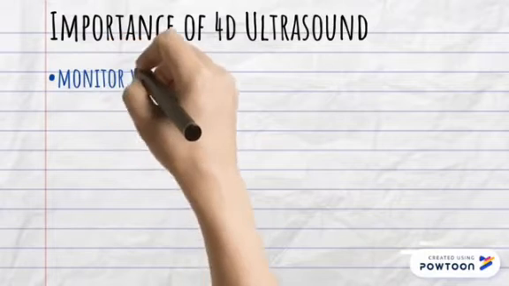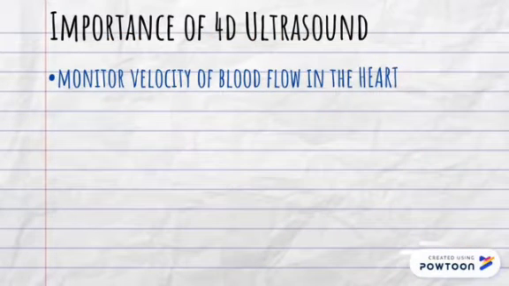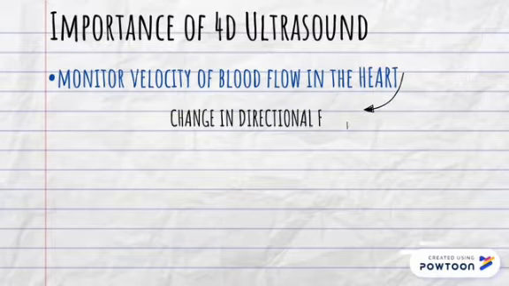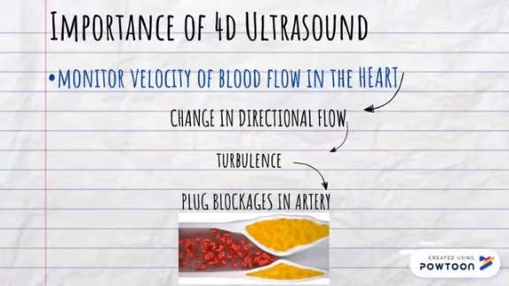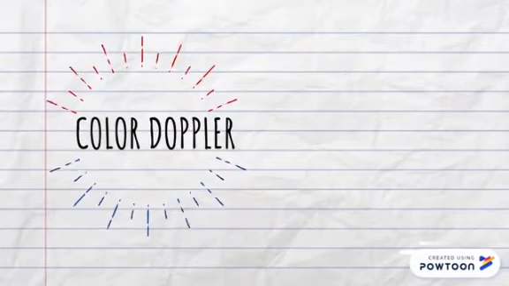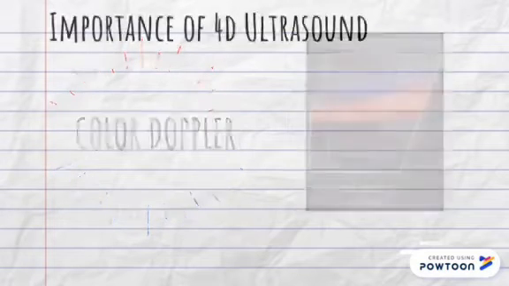4D ultrasound can monitor the velocity of blood flow in the heart. This is mainly to help with distinguishing a change in direction of flow that is normally caused by turbulence from having plug blockages in the artery. This method is called color Doppler, which codes the speed of flow in various colors. For example, in the image to the right, you can see that the red areas indicate blood moving away from the transducer, whereas the blue areas indicate blood moving towards the transducer.